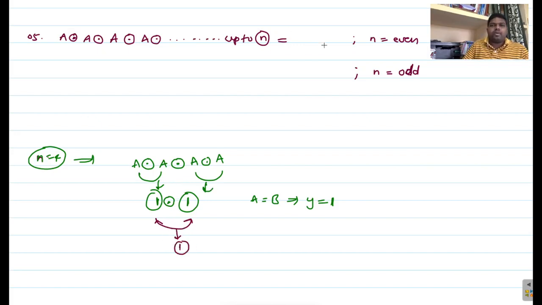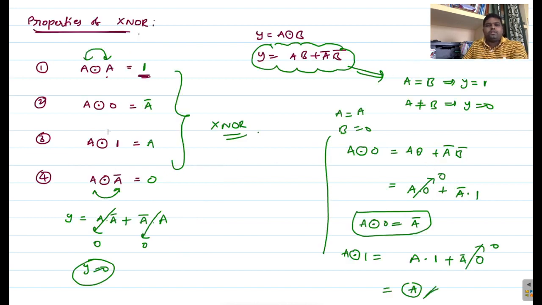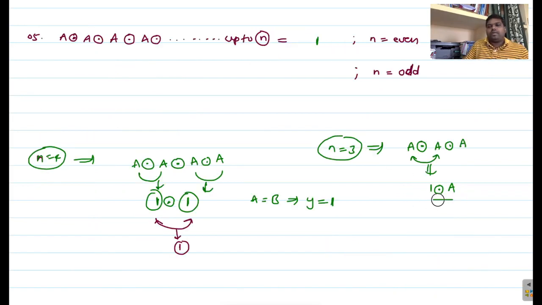Okay, the output will become 1. So when n is odd, in that case you can take n equals 3, so A XNOR A XNOR A. If you perform the operation for these two variables, you will get 1 XNOR A. Already we have an equation: 1 XNOR A is nothing but A, right? So what you will get finally is A only. So when n is an odd number, the outcome equals A.